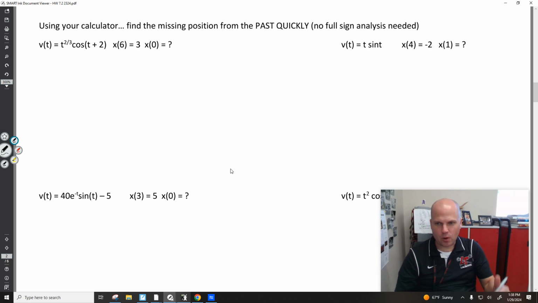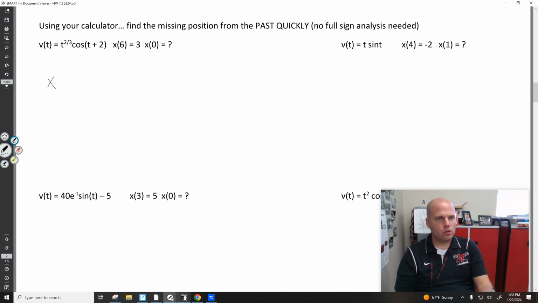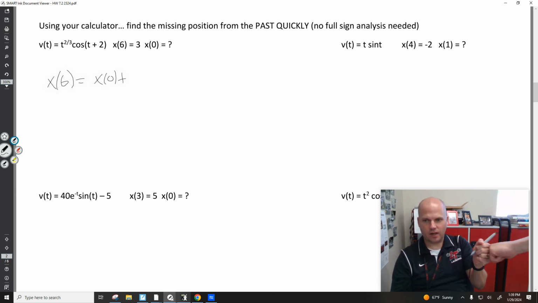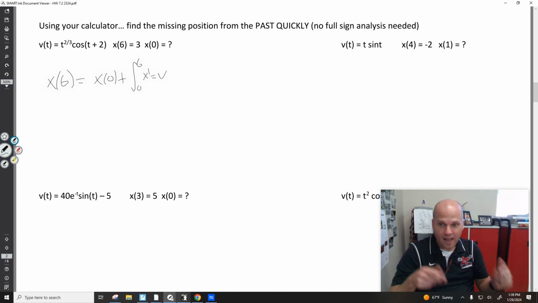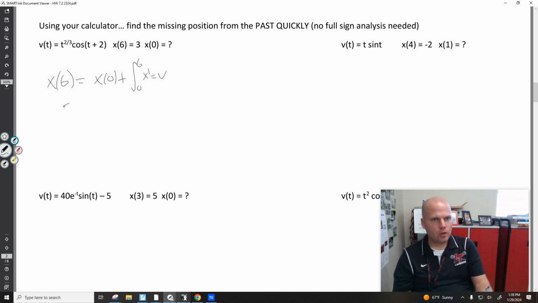If I wanted to go into the past, there are 2 different ways to do it, just like I showed you. You can either say x of 6 equals x of 0 plus the displacement, and then solve. 3 equals x of 0 plus whatever this number is. You're going to have to subtract this number, whether it's subtracting a positive or subtracting a negative.